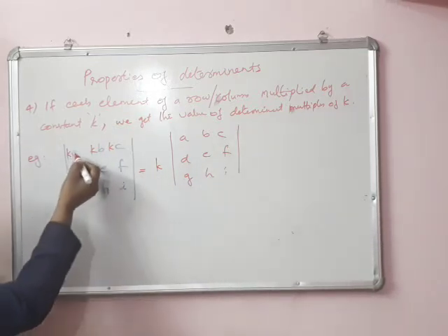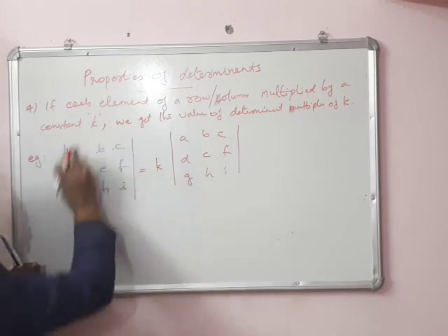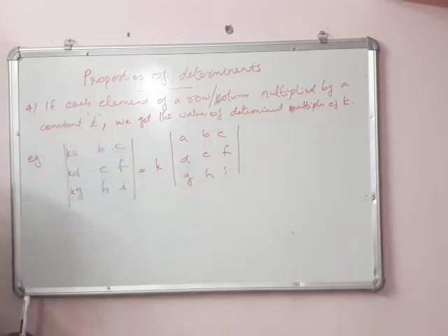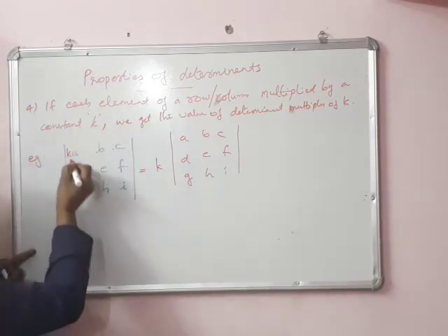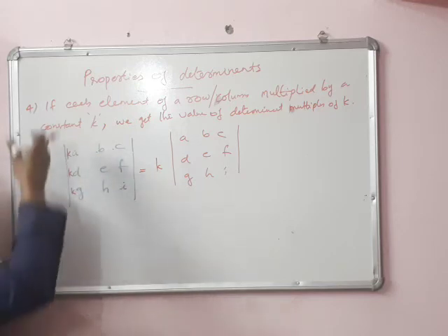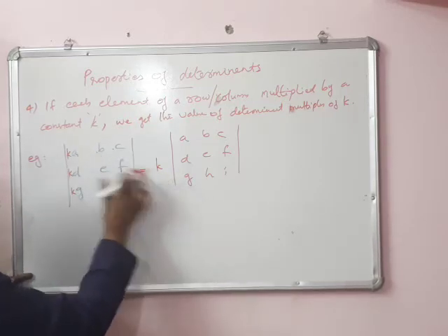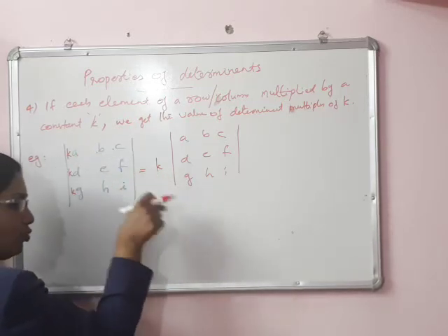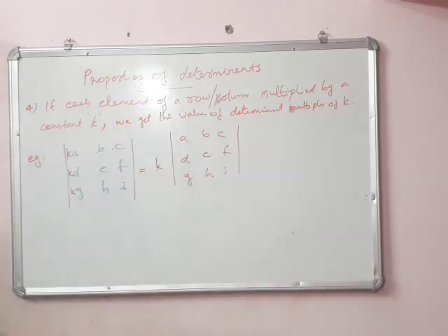Otherwise, if k is multiplied in a column, it also gives the same result, k into the multiples. So suppose it is a product of 2, suppose it is 4, 6, 8, we can take 2 as common from the first row or first column. Then the result becomes 2 into the remaining determinant. This is the answer. It is also one of the important properties. Using this one we will solve some questions. That is the fourth property.